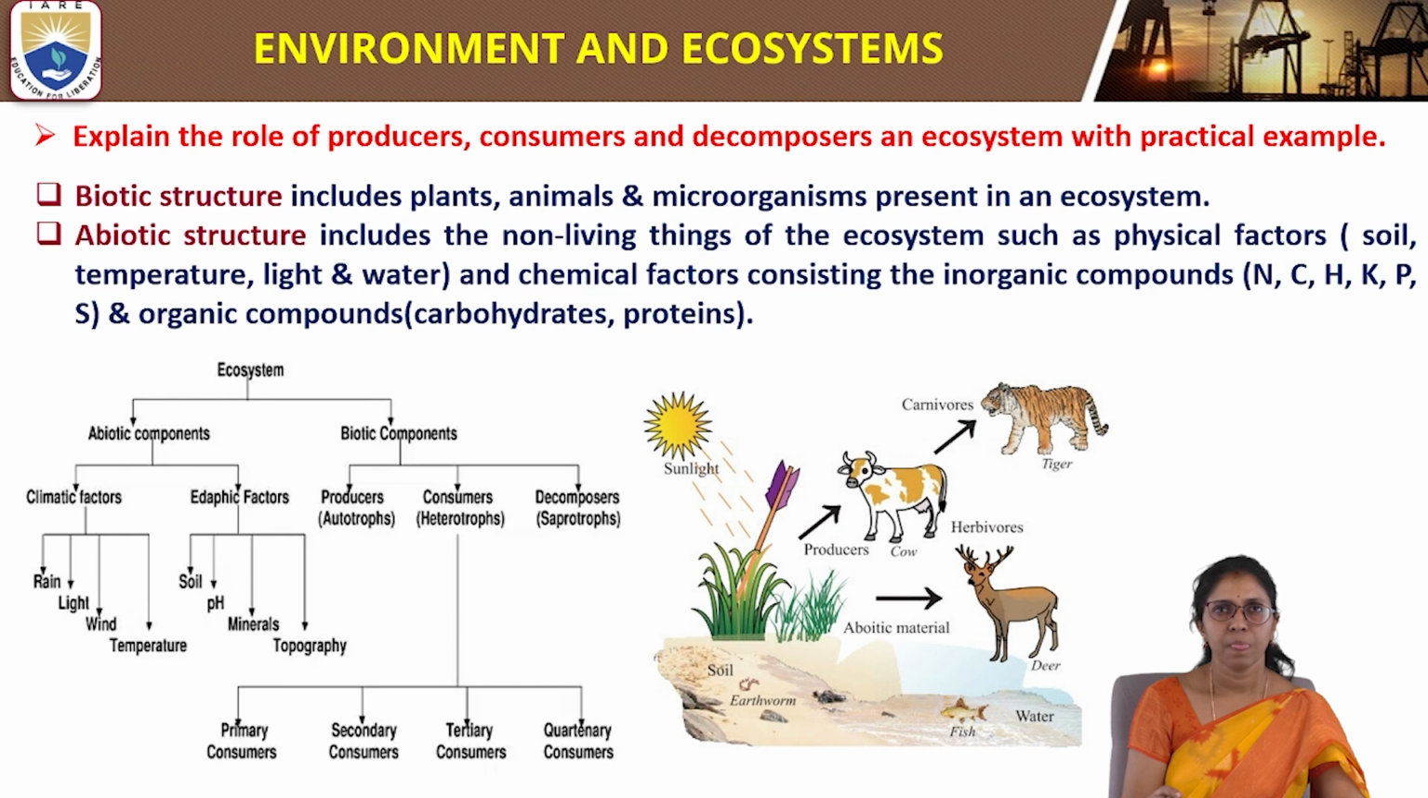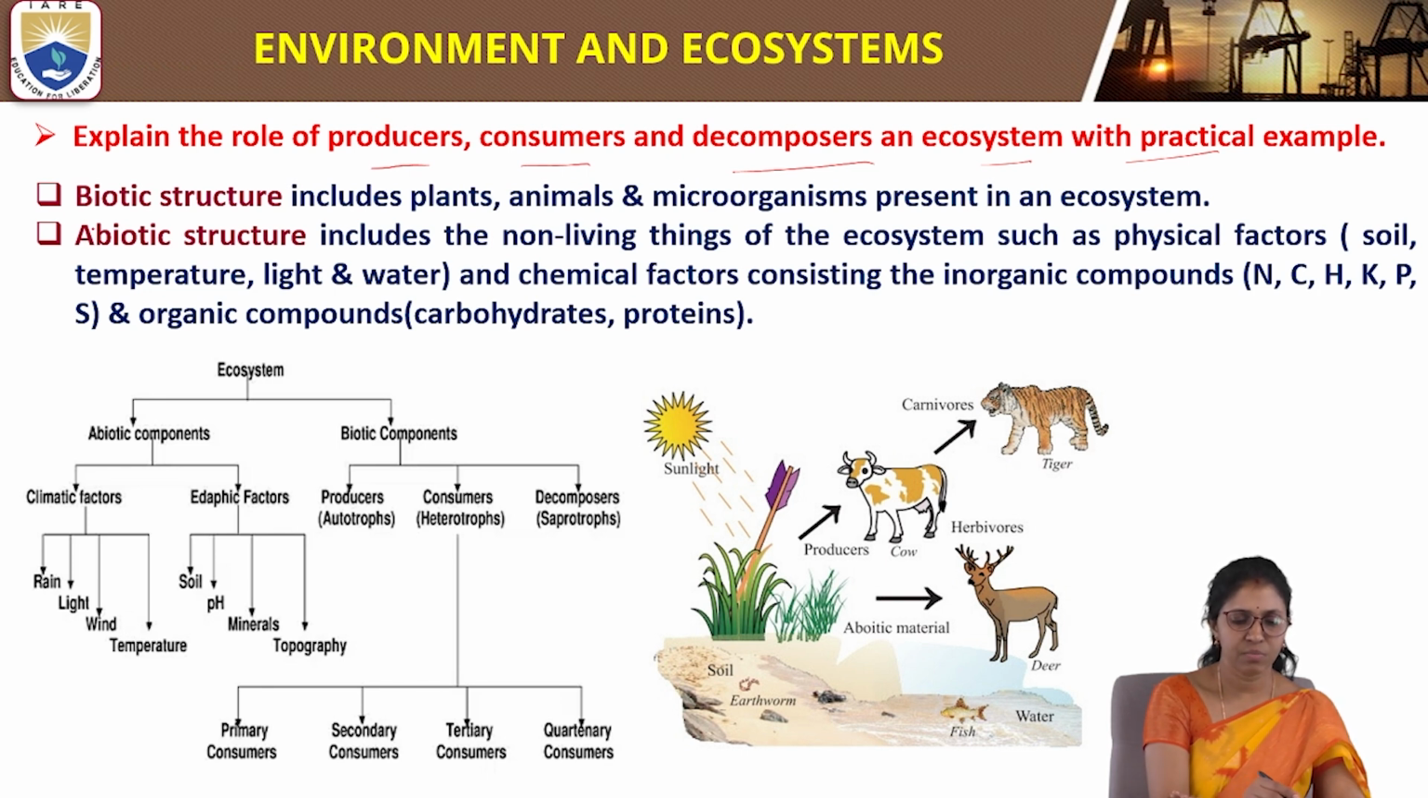So the next question is: explain the role of producers, consumers and decomposers in an ecosystem with practical examples. In nature we have an ecosystem, which has two types of components: abiotic components and biotic components. Abiotic components are classified into climatic factors and edaphic factors. The climatic factors are rain, light, wind and temperature, and the edaphic factors are soil, pH, minerals and topography.